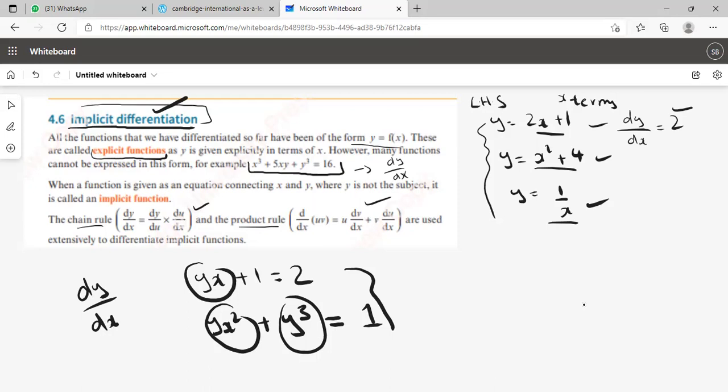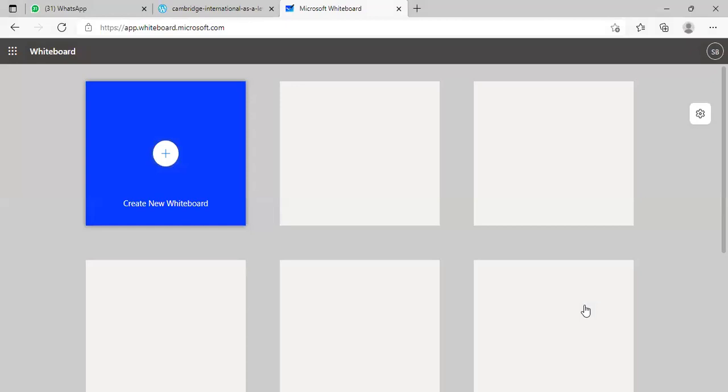Right. So by now we know what an explicit function is, we know what an implicit function is, and we know that we'll be using the chain rule and the product rule. This is the chain rule and this is the product rule. Okay, now let's look at an example and see how we are going to apply the chain rule and product rule.